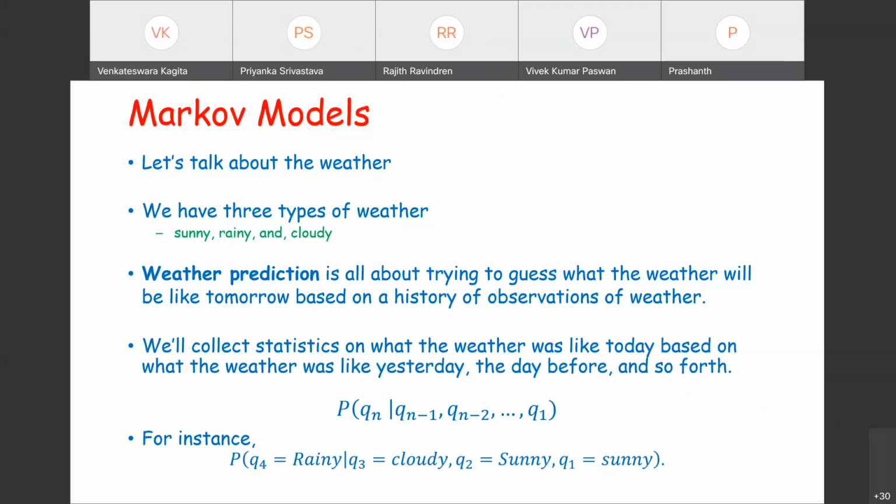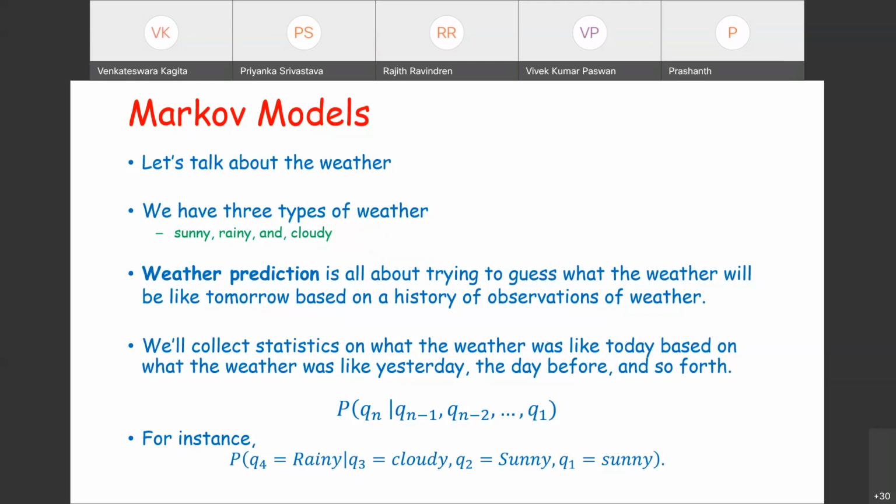So what is weather prediction? Given the weather information for n days, you need to predict the weather for the n+1th day. It is all about trying to guess what the weather will be like tomorrow based on the history of observations of weather. To do that, we collect statistics on what the weather was like today, yesterday, the day before, and so forth.